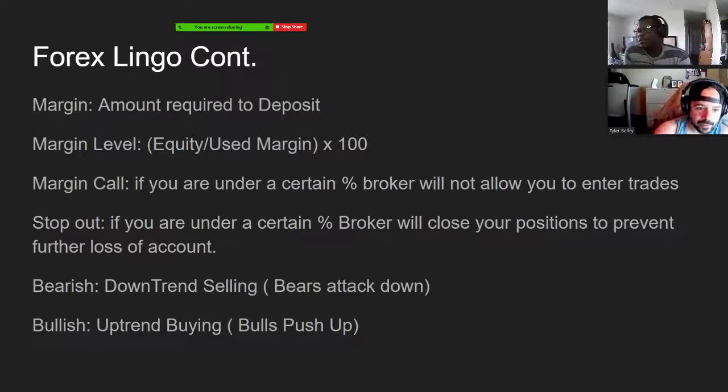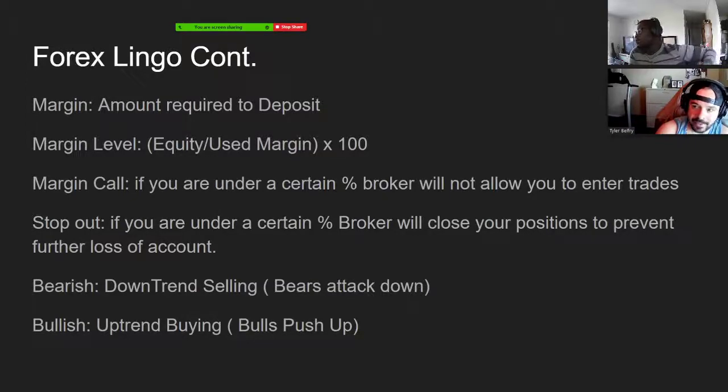Now a margin level is what percentage of your account is being used. So if you have a $100 account and you're doing proper risk management, only risking 1 to 2% of your account, then your margin level isn't a lot. But when you risk a lot of your account to make a trade, you'll get a margin call. And if your trade goes negative past a certain amount, the brokers will automatically close your trade out because they don't want to risk your capital.